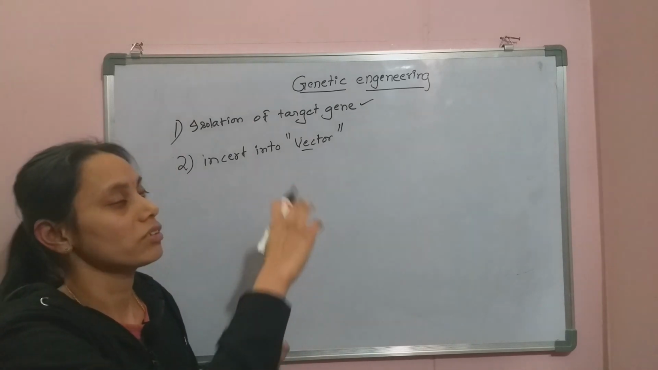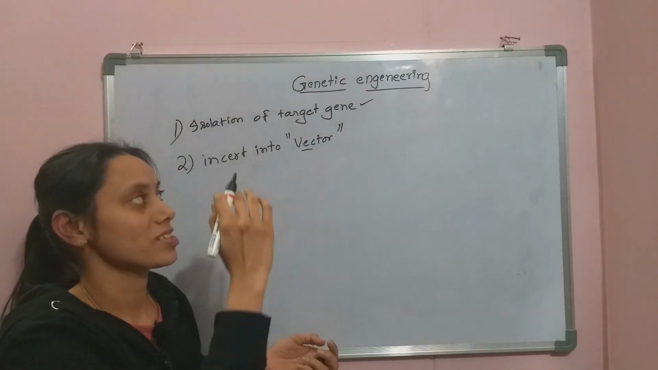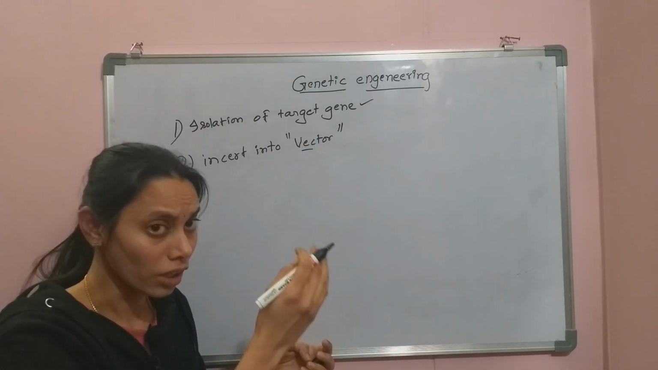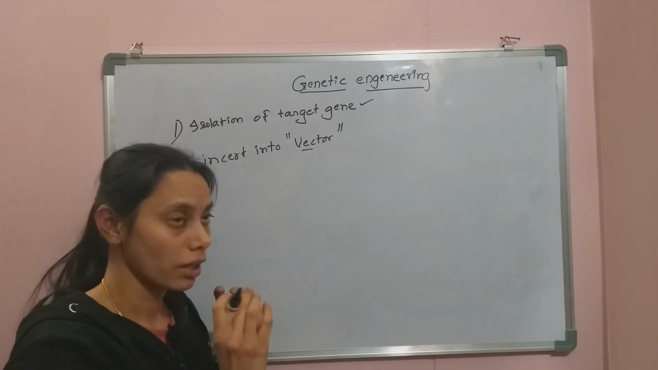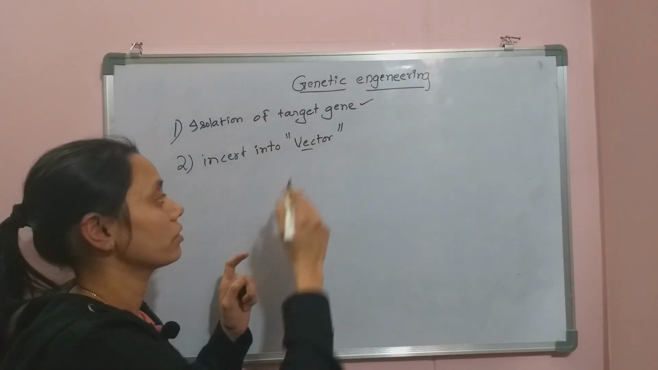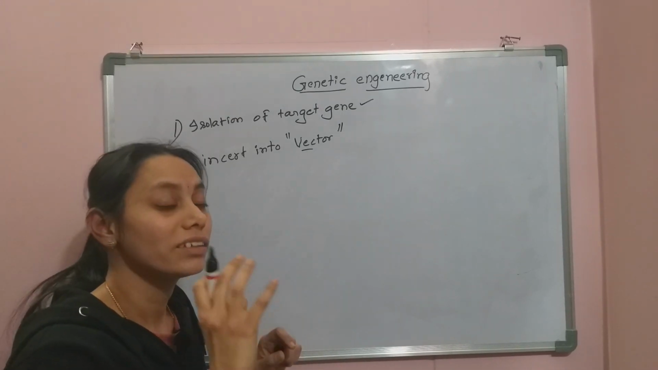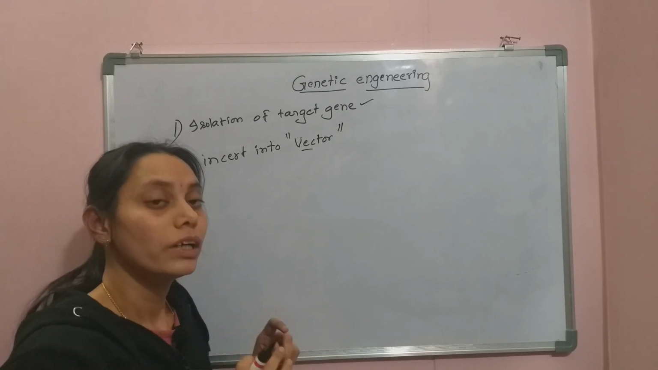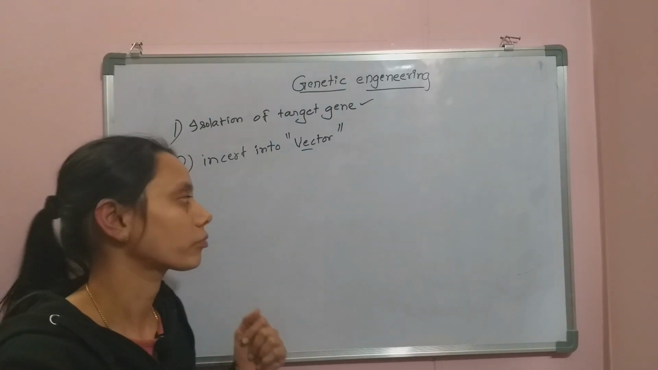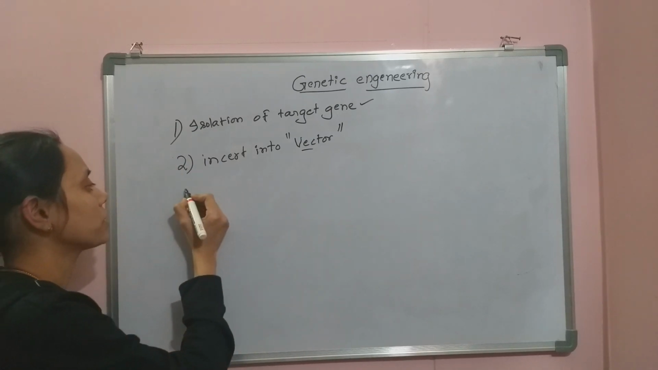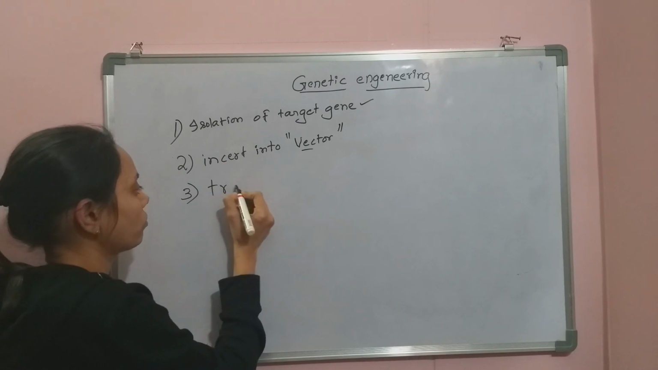So we need a stable carrier for that. Here the vector is considered a stable carrier or vehicle which can transport this target gene into the host cell. So that is the second step. First we need to isolate this target gene, and secondly we need to insert it into a suitable vector. Here this vector is going to transport this target gene into the host organism. Third, transformation.